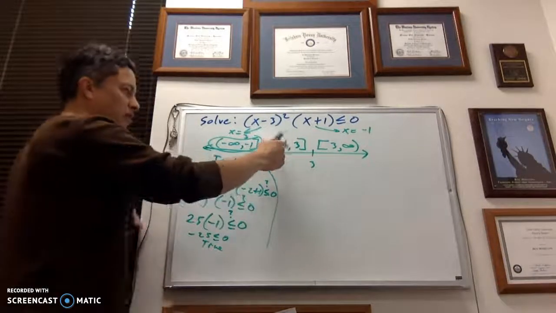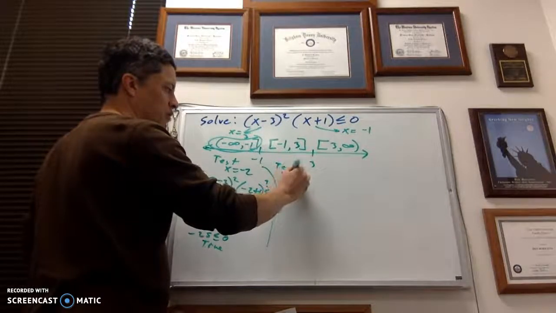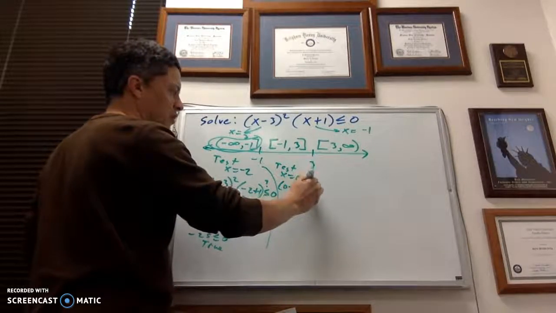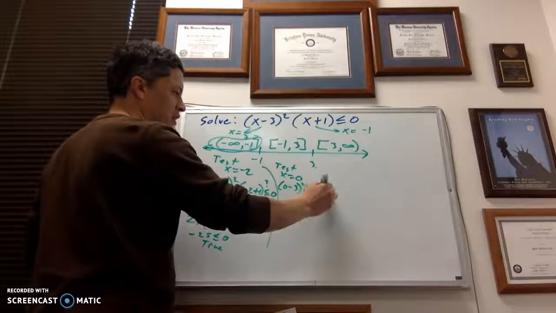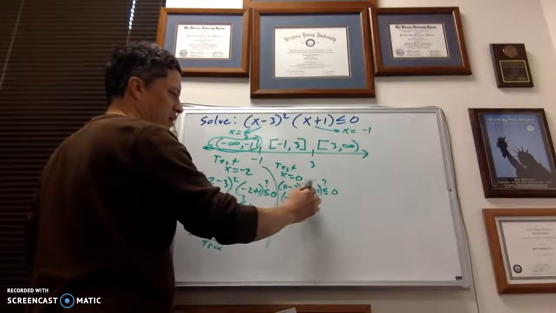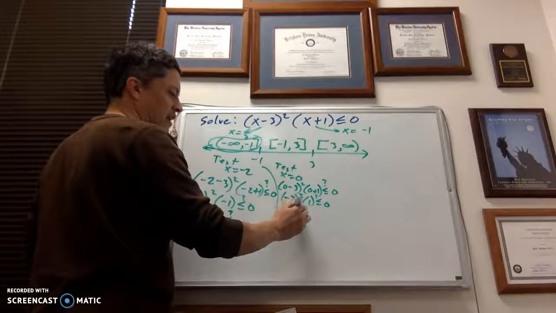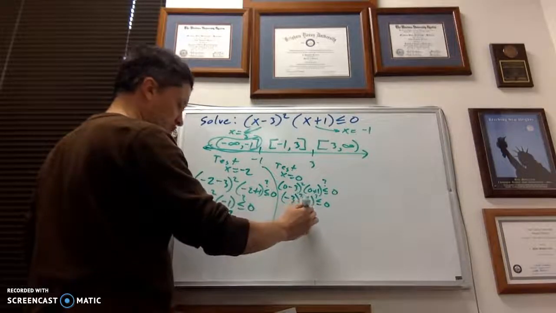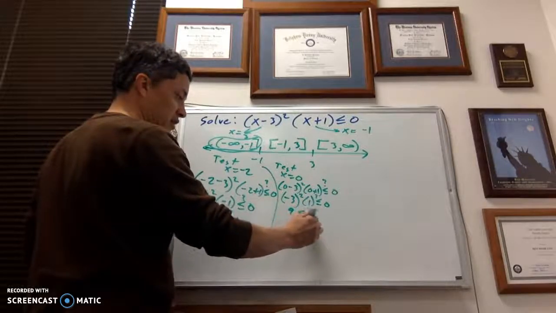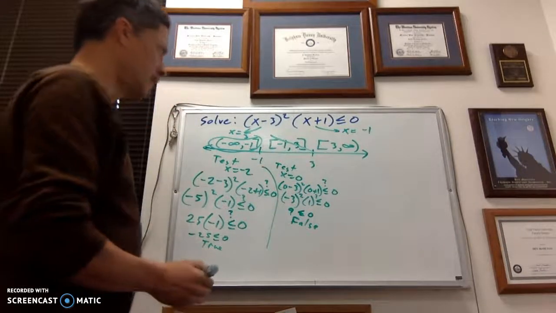Alright, let's test a number within the next interval. I like to use 0 if it's available, and it is. So I'm going to go (0 - 3) squared times (0 + 1), trying to be less than or equal to 0. That's a -3 squared times a +1, trying to be less than or equal to 0. That's a +9, trying to be less than or equal to 0. And that is false, right? So that interval's out. Which leaves this guy.